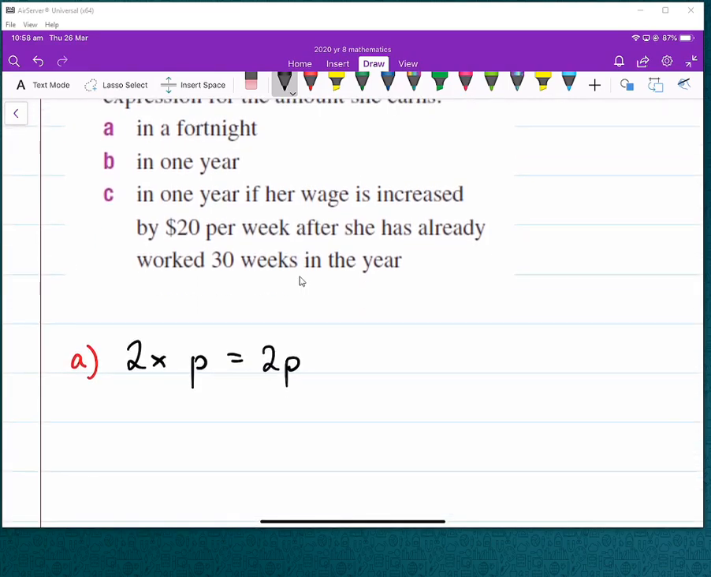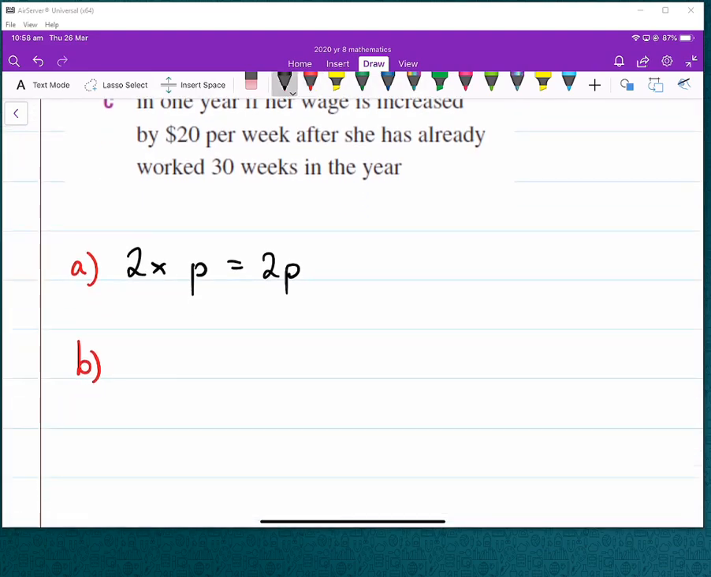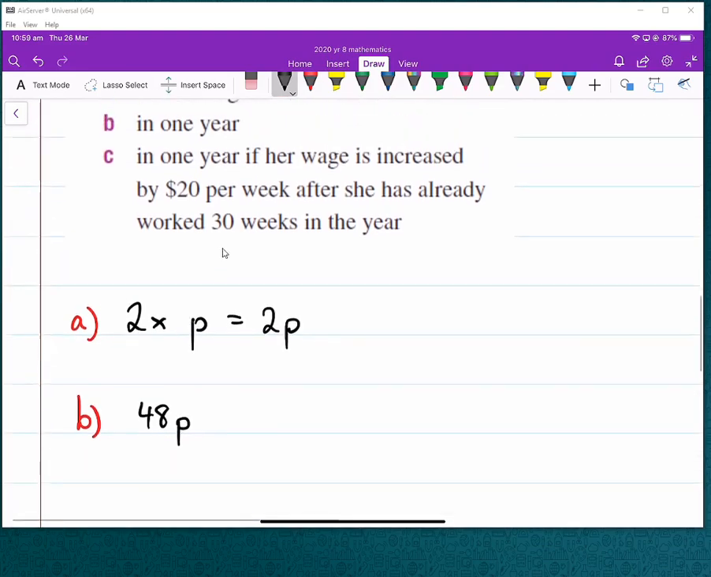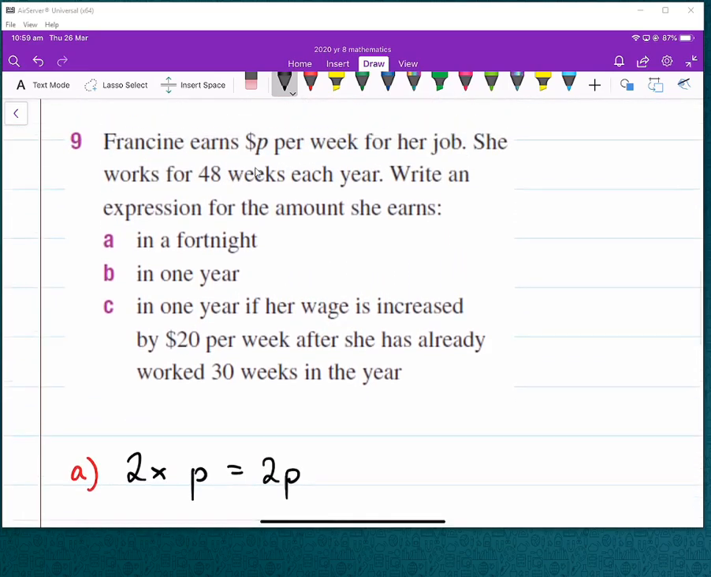In real life, you work for 48 weeks of the year, but you also get paid for the 52 weeks of the year. But this question would have just been asking for 48p. This question seems to be assuming she only gets paid when she's working. However, that's not true. She would actually get paid 52p, for 52 weeks of the year.